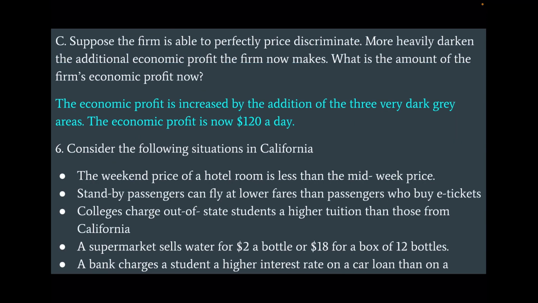Suppose a firm is able to perfectly price discriminate. More heavily darken the additional economic profit the firm now makes. What is the amount of the firm's economic profit now? The economic profit is increased by the addition of the three very dark gray areas. The economic profit is now $120 a day.